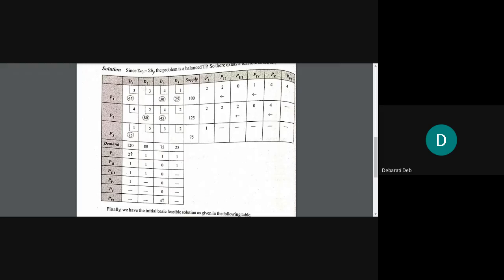Give a heading first allocation or allocation 1. In the table that you have made, name it as allocation 1. After the supply column, you will make another column called P1.